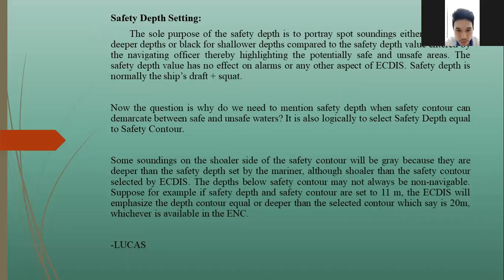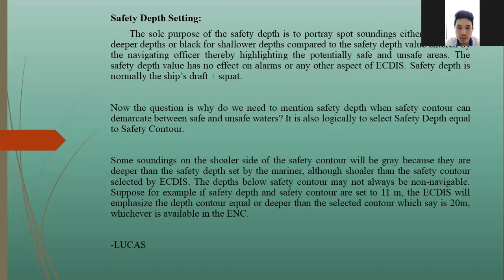The sole purpose of the safety depth is to portray spot soundings either in gray for deeper depths or black for shallower depths compared to the safety depth value entered by the navigating officer, thereby highlighting the potentially safe and unsafe areas. The safety depth value has no effect on alarms or any other aspect of ECDIS. Safety depth is normally the ship's draft plus squat.